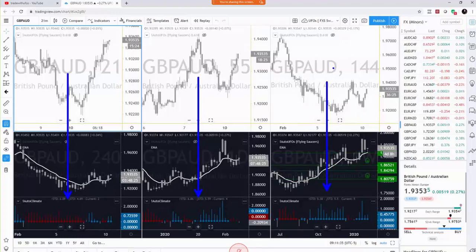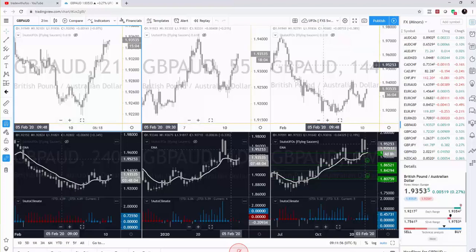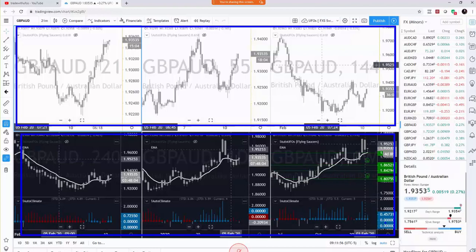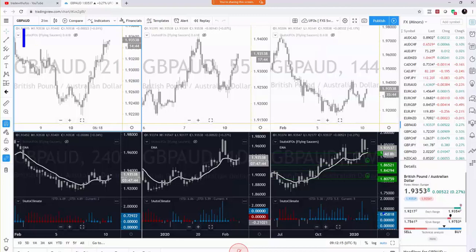Now, I also want to explain why the charts on the top have a white background color, whereas the charts in the bottom are black. Why did they change the color? Because I did that on purpose. What am I trying to say by using two different colors? Well, basically what I'm trying to say is that the use of the upper chart has a different purpose compared to the use of the bottom chart.